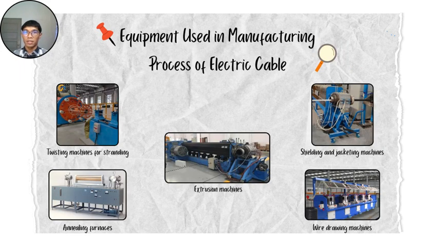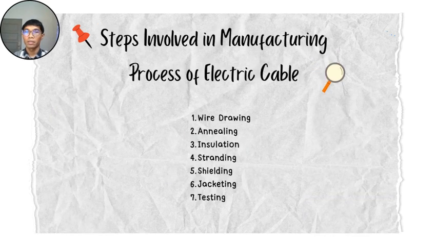After that, these are the equipment used in the manufacturing process of electric cable. We have twisting machine for threading, annealing furnace, extrusion machine, shielding and jacketing machine, and wire drawing machine. These are the steps involved in the manufacturing process of electric cable.